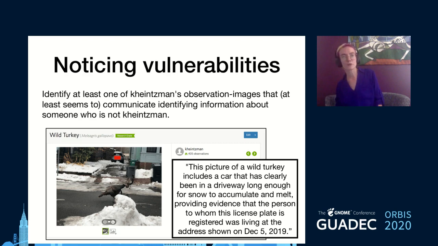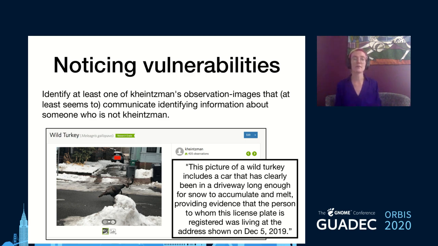I also crowdsourced from my students moments where I violated other people's privacy. So in addition to asking them to identify things about me that had nothing to do with natural history, I asked them to identify at least one moment in my profile where an observation image captured something about another living person. So in what way have I potentially given information about someone else that they did not expect some rando to be publishing on the internet?